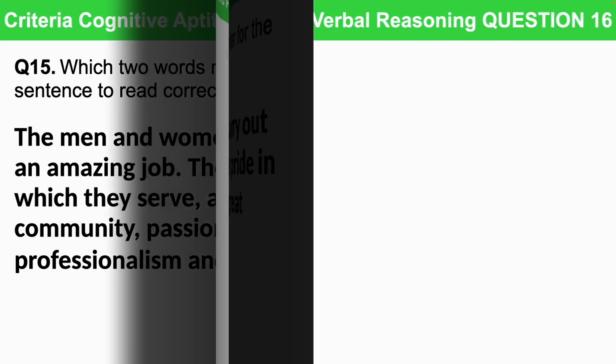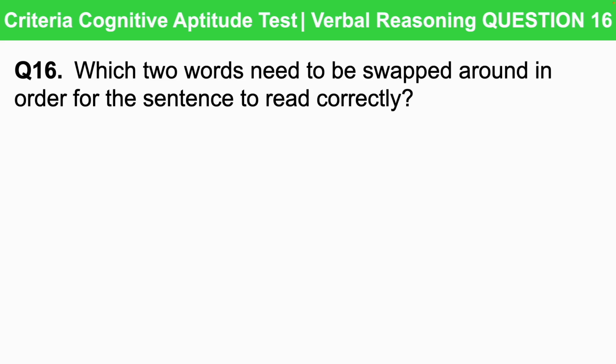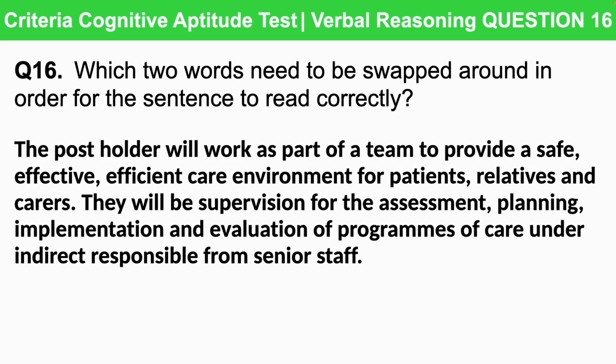Great, let's move on. Again, which 2 words need to be swapped around in order for the sentence to read correctly? Here's that sentence. The post holder will work as part of a team to provide a safe, effective, efficient care environment for patients, relatives and carers. They will be supervision for the assessment, planning, implementation and evaluation of programs of care under indirect responsible from senior staff. 12 seconds on the timer, starting now.